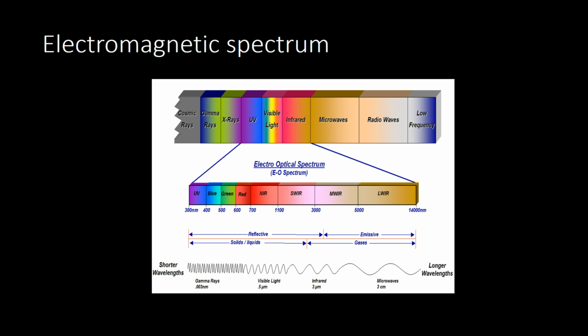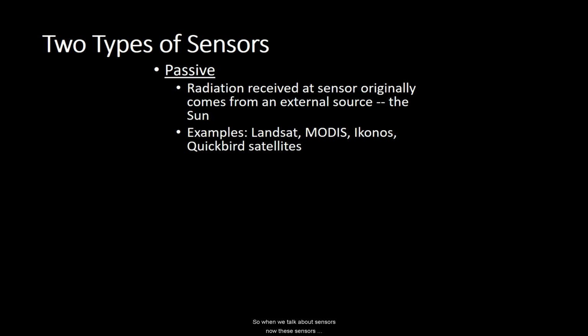Okay, so when we talk about sensors, these sensors are measuring different wavelengths, okay? And it really depends upon why that information is being collected, how it is going to be used, and what information they're trying to obtain from it. And that's really going to determine the different types of wavelengths that you're going to be collecting.